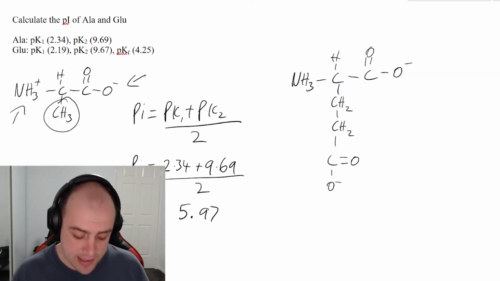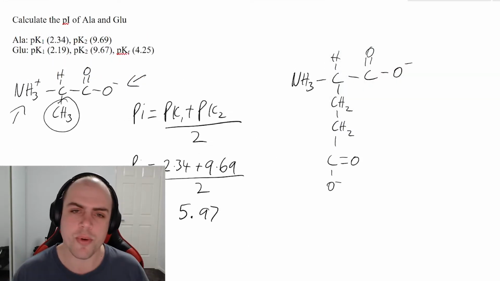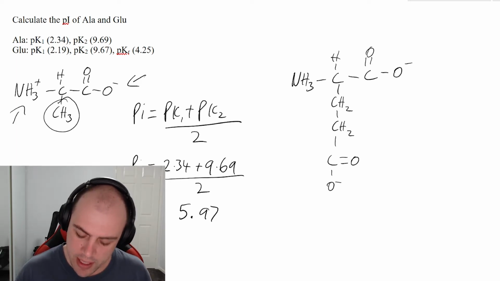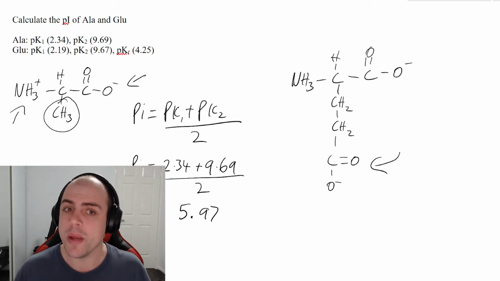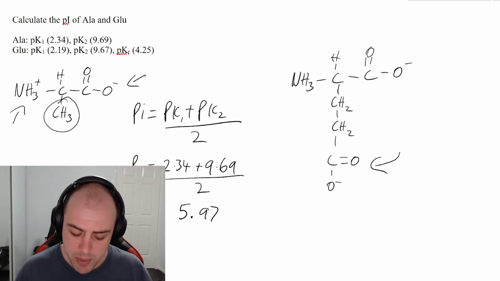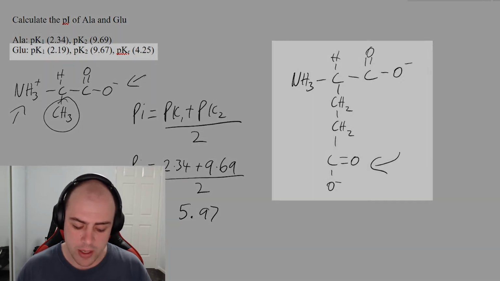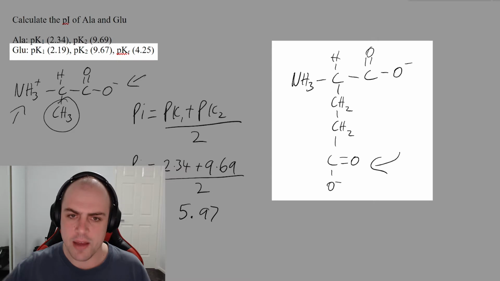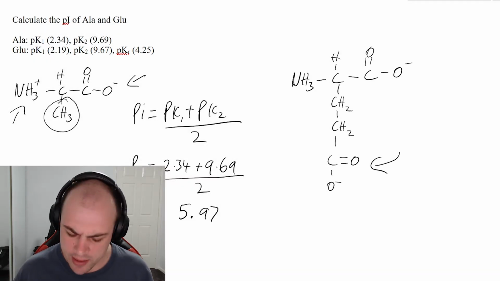Now, for glutamic acid, what we see here are 3 different pKa values. Why is that? Well, the R group down here is ionizable, so we need to take that into account. So we have 3 pKa values. We've got 2.19, 9.67, and 4.25. So how do we go about calculating this?